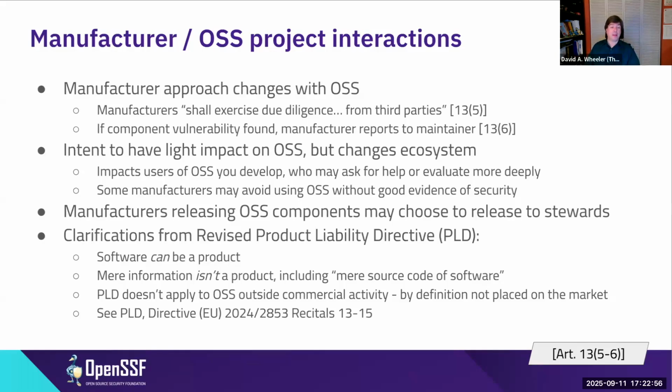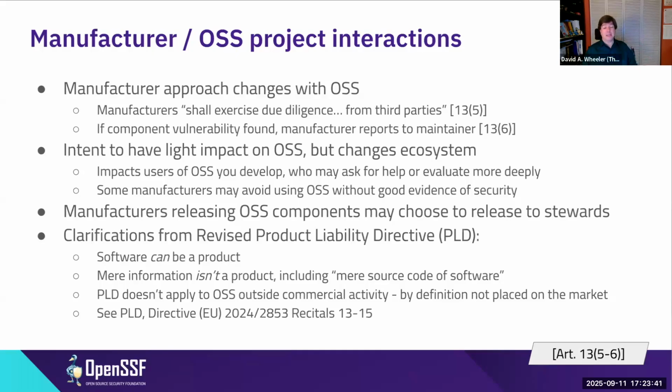For example, I'm expecting that users are going to be asking for help evaluating more details, more deeply. And frankly, manufacturers will avoid using open source software if that open source software doesn't have any evidence that they're trying to develop it securely. So the quick bottom line is, if you're developing open source software, tell people why you think it's secure. Put in some policies, put in some tools if you don't have that already. Make it so that somebody who's looking at it can say, oh yeah, that makes sense. If you're not doing that, you should be anyway. Manufacturers releasing open source software components can choose to release them to stewards, or maybe you become a steward, depending on your circumstance.